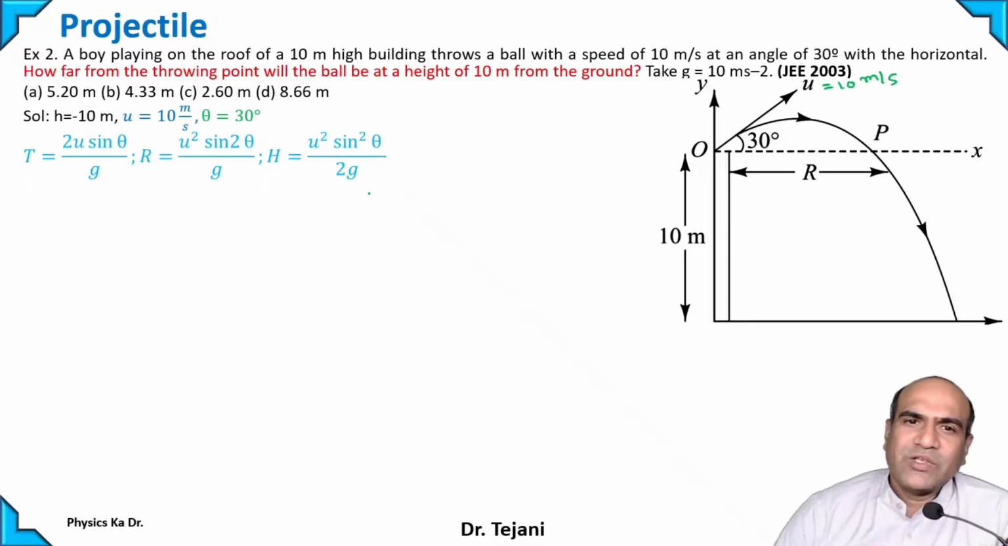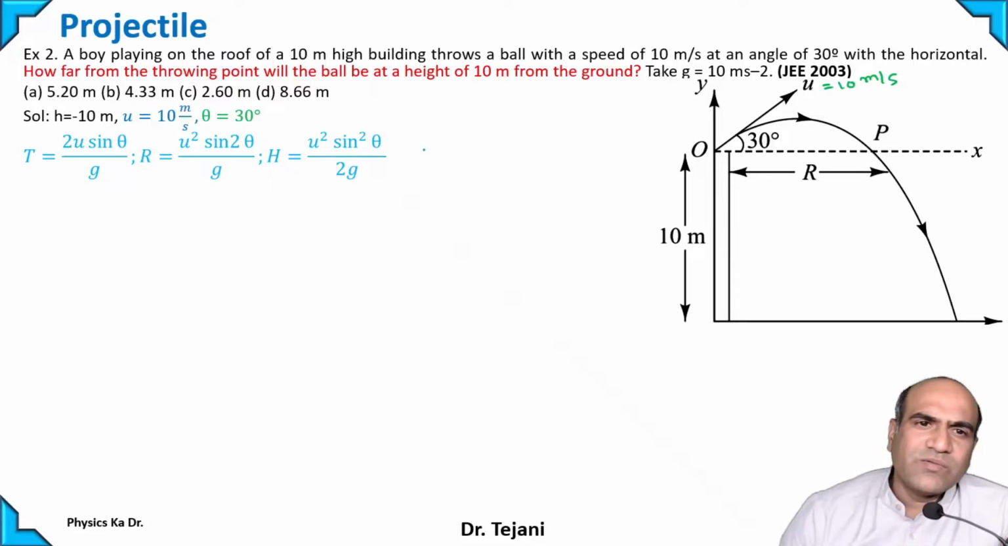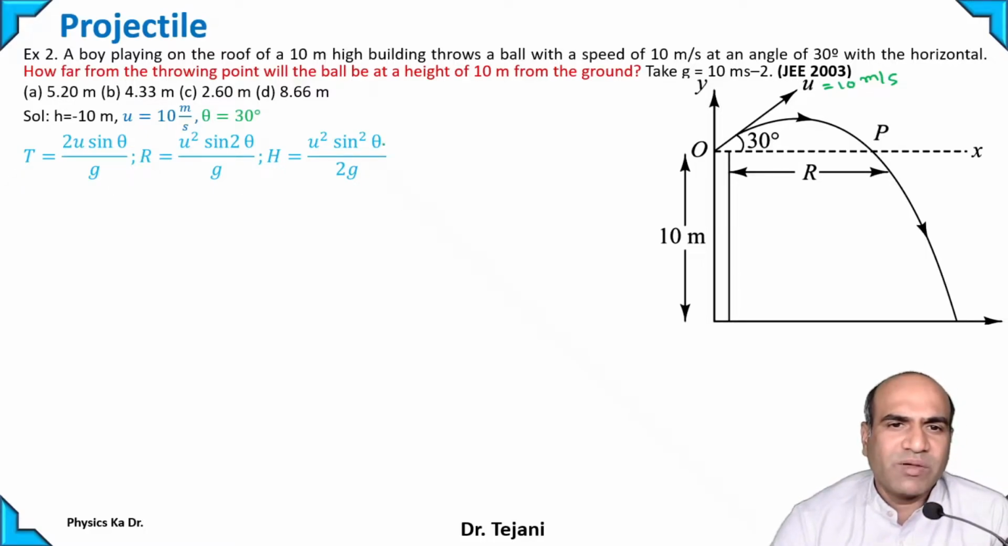So see, you may take equations like we did in the previous example also, or you may remember this equation because now it is very simple. We also derived these three equations: t is equal to this, R is equal to this, h is equal to this. You also remember these equations and try and repeat this. Repetition is the key here, nothing else.